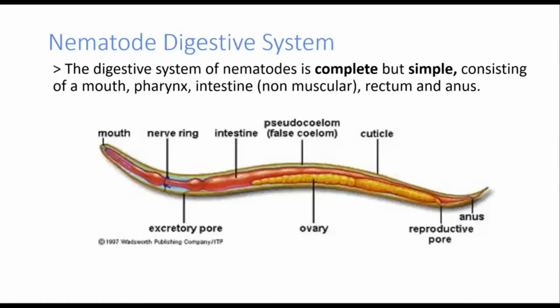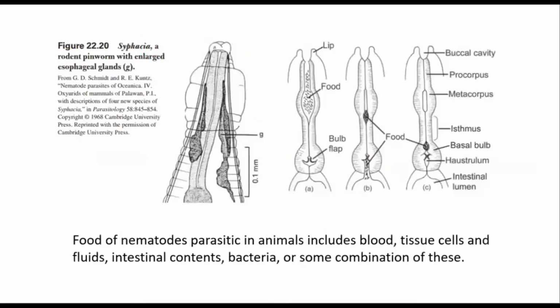For the digestive system, the digestive system of the nematode is complete but simple. It consists of mouth, pharynx, non-muscular intestine, rectum, and anus. Food ingested by the nematode moves into a muscular region of the digestive tract known as the esophagus or the pharynx. On the next slide, it shows how food is ingested.